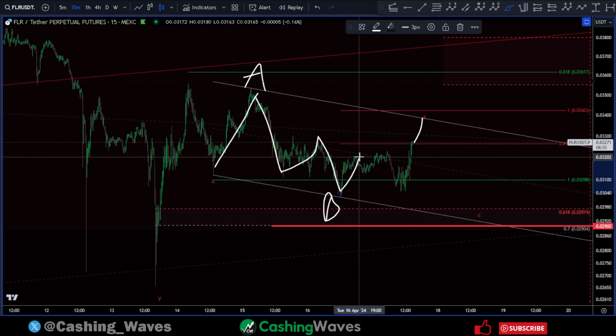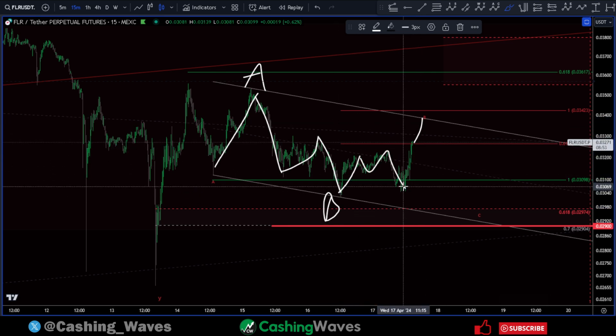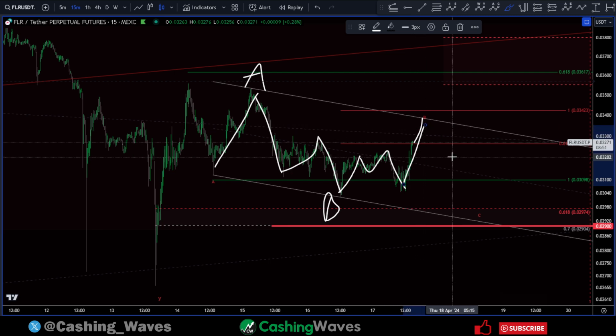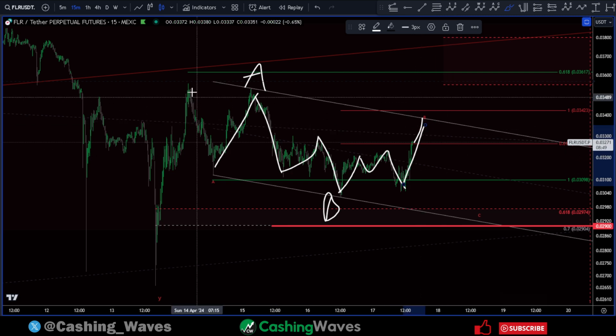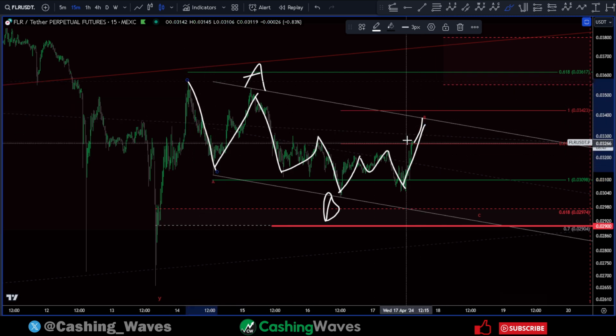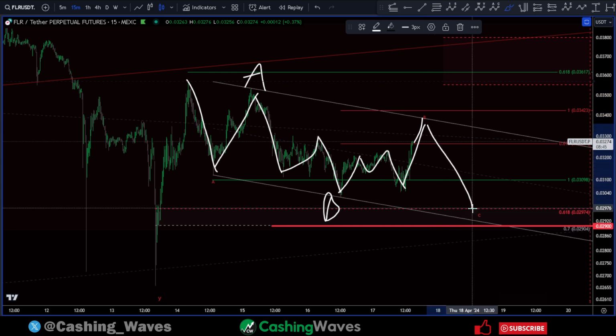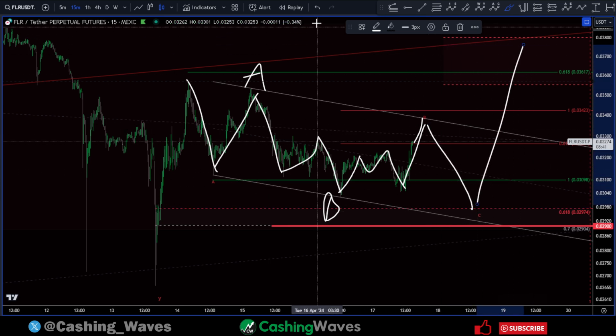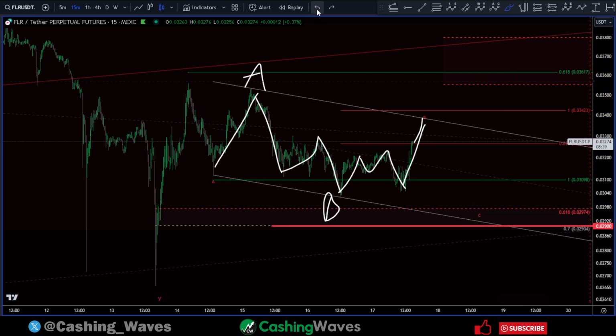Looks like potentially an expanded flat in between, so looking for 5 waves up here for this B before we get continuation to the downside as a C wave, and this creates a larger correction, and then we attempt our upside. So this is what I'm considering happening currently at the moment on FLR.